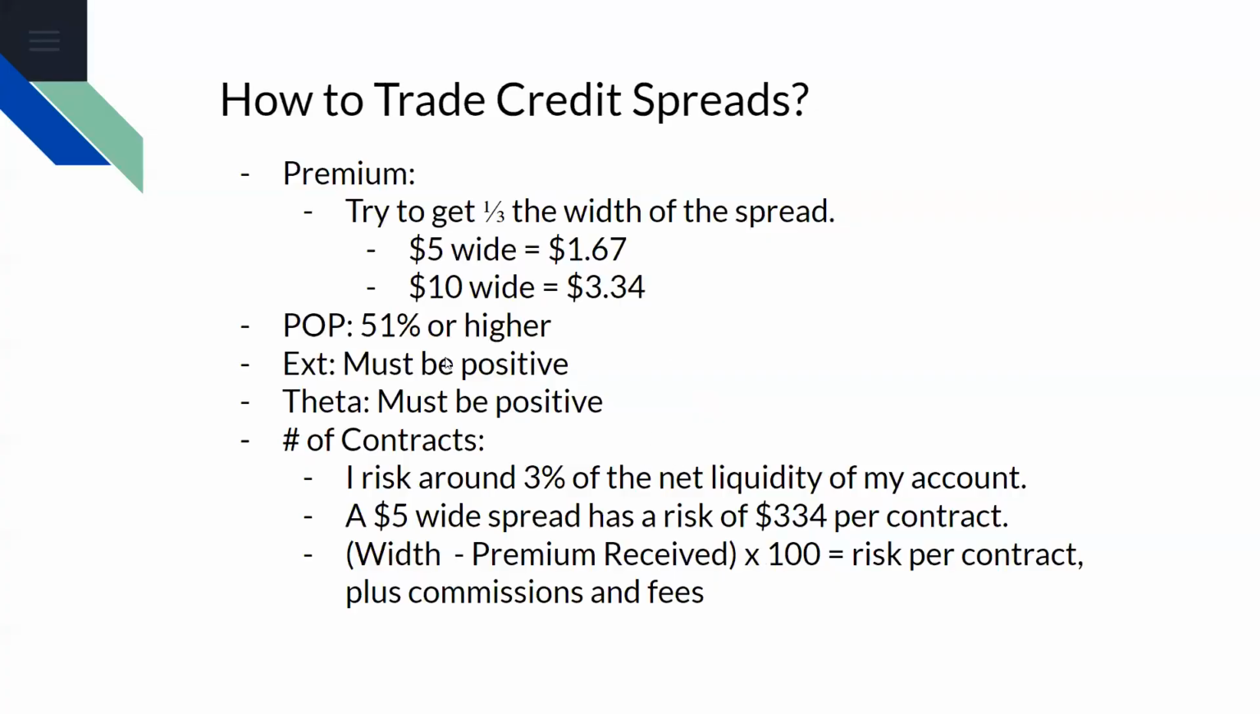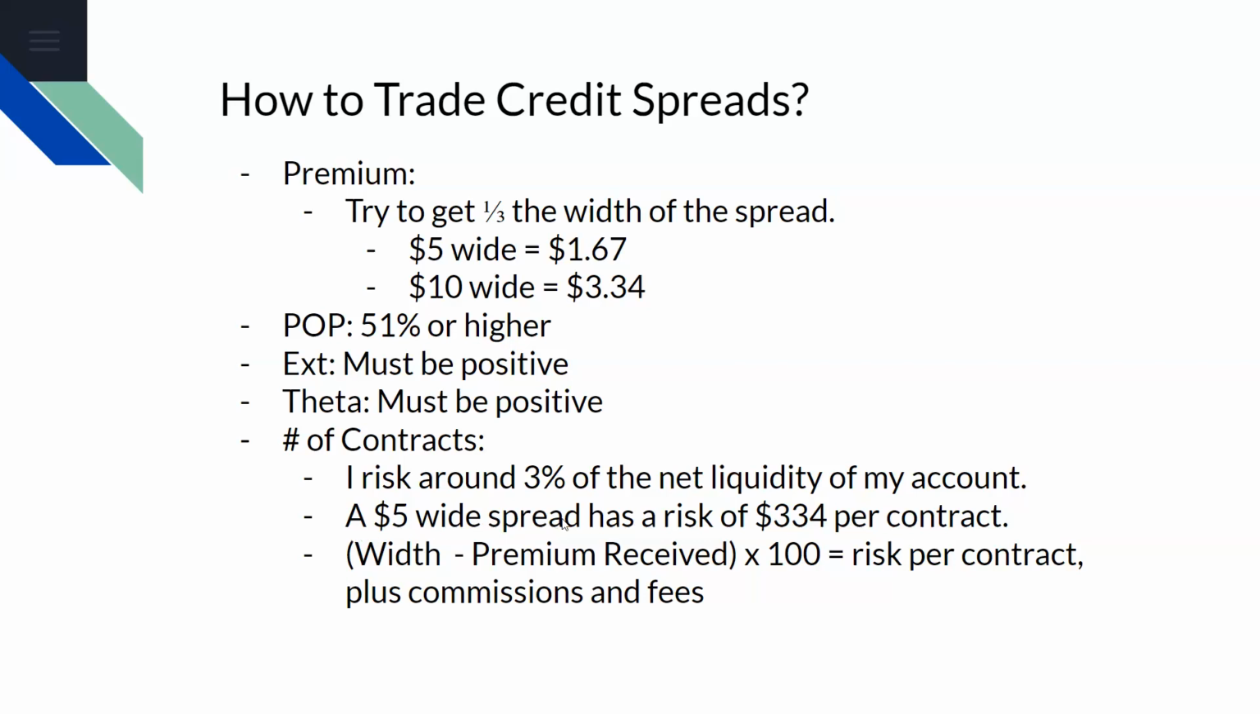All right. So once we've got our metrics and all the math makes sense here, the next thing that we do is we need to calculate contract size. So how many contracts do we trade? My rule is I use 3% of the net liquidity of my account per trade.